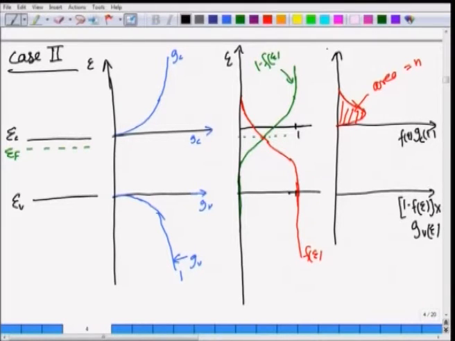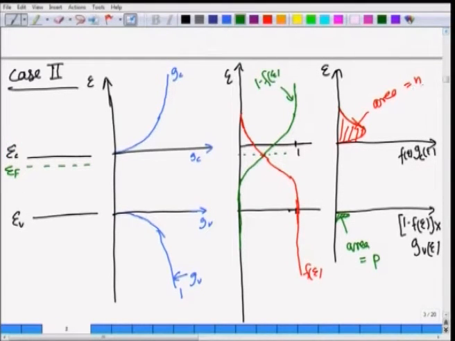And this is the energy scale, and by the same token 1 minus f of E would have died down more, nearly to 0, and hence this product would have become even smaller. This product would then become smaller, and this area would be equal to P. Notice what happened: as Fermi energy moves higher, the value of N is going to increase, and the value of P will decrease.